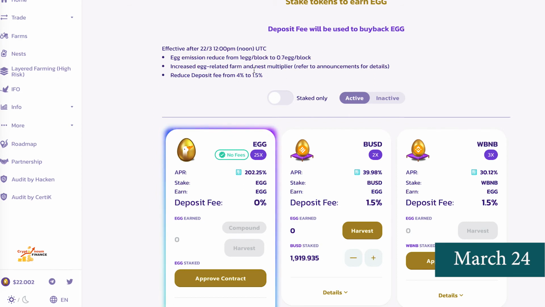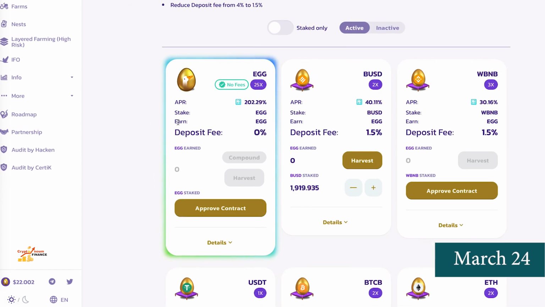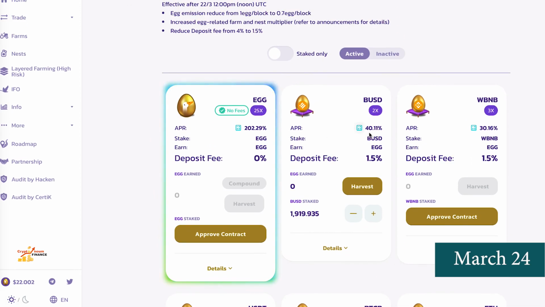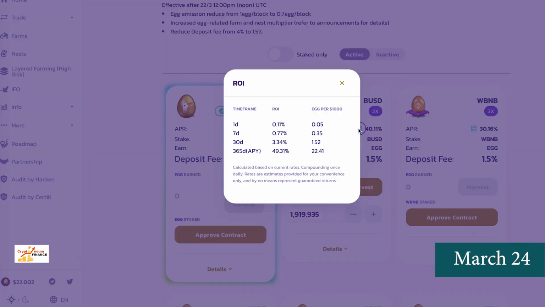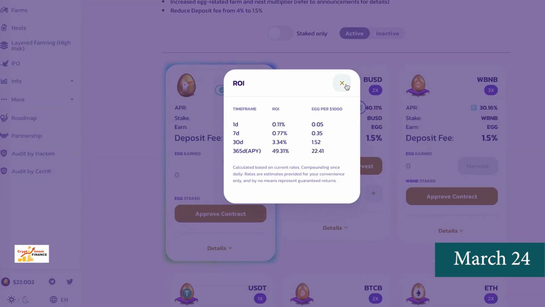So they've also reduced the deposit fee from 4% to 1.5%, and I think they realize that it's really hard to actually come up with this 4%, especially with the egg price that just keeps falling. The APR now, you can see, is only at 40.11, and that has dropped significantly as well.